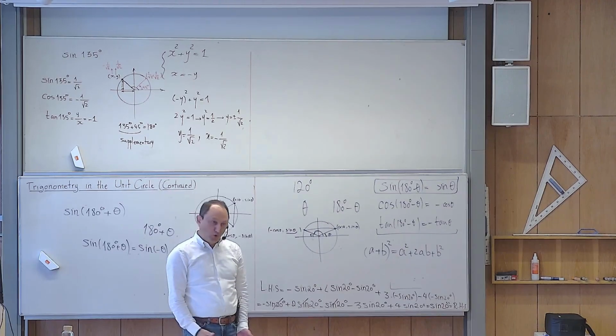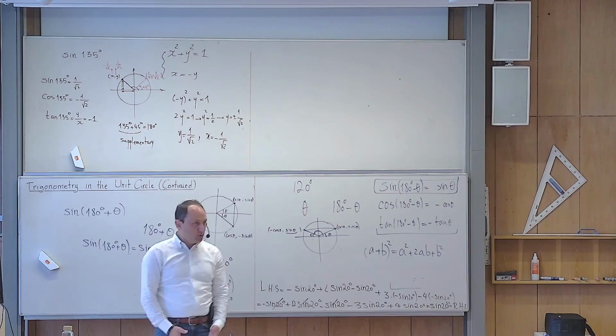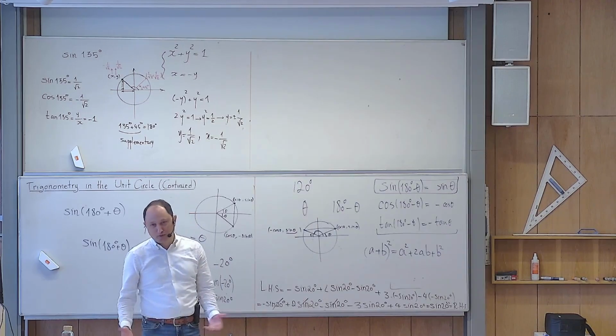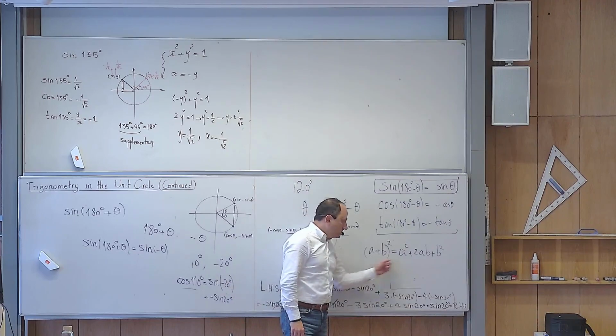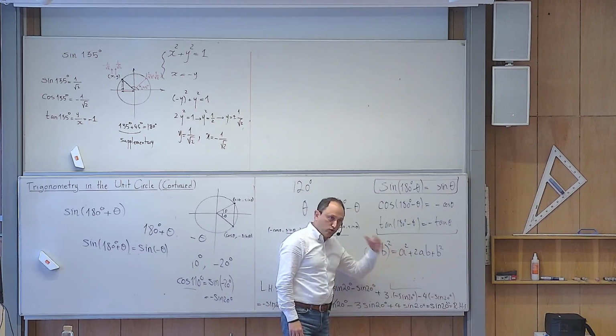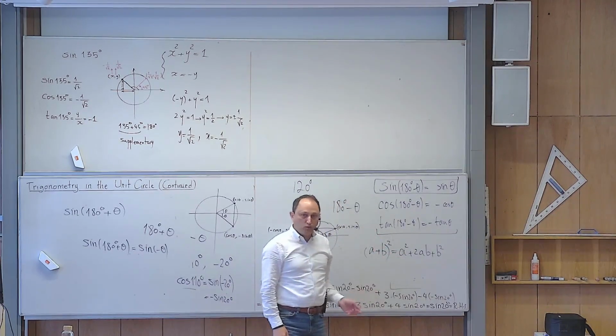Of course, you say that, look, a plus b to the power of 2 is a squared plus 2ab plus b squared. It doesn't work. You need to give a recipe. This is telling you something. It's talking to you. You need to learn the language. What does this mean?